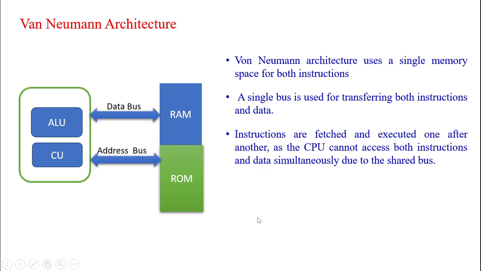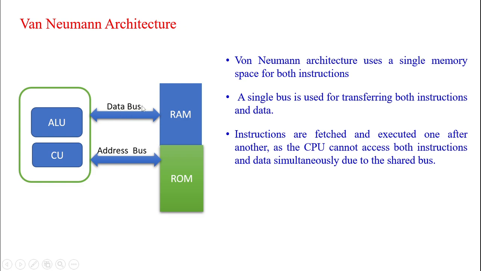And how is it defined: Von Neumann architecture uses a single memory space for both instructions and data. For both, we will use a single data bus, single address bus, single memory. A single bus is used for transferring both instructions and data. So there will be no separate set of buses to transmit and to receive any instruction. The instructions are fetched and executed one after the other, and the CPU cannot access both instructions and data simultaneously.